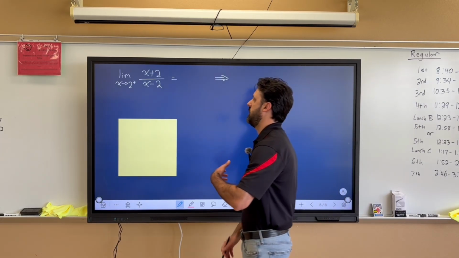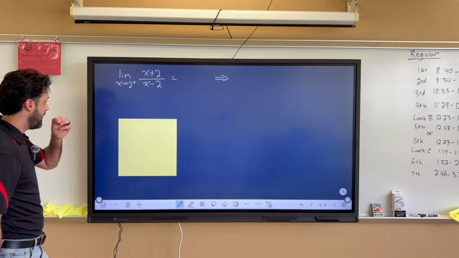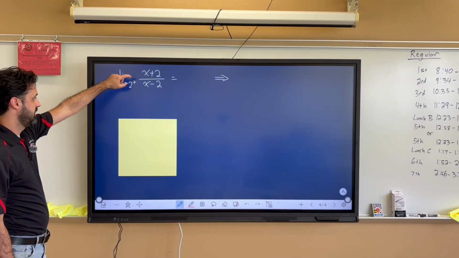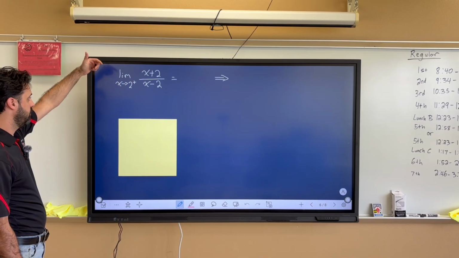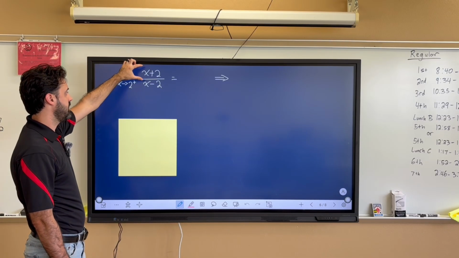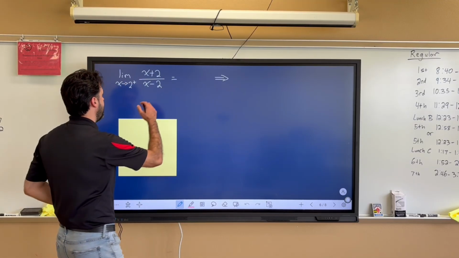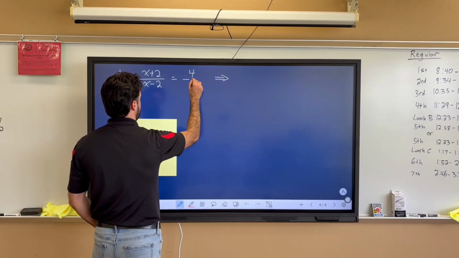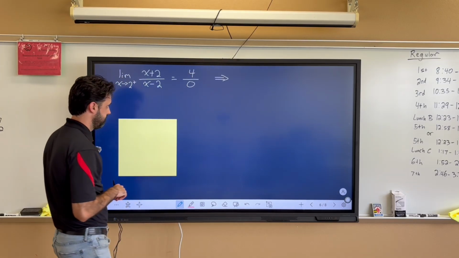All right, so we have a question here. We're asked for the one-sided limit as x approaches 2 from the right. And so we've learned previously that we can just take this value and plug it in for the x's. So if I plug in 2 for both the x's, I get 4 on top and I get 0 on the bottom.